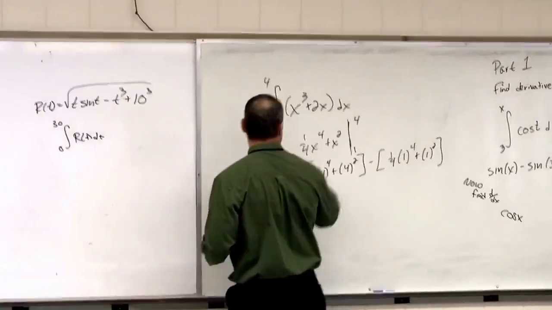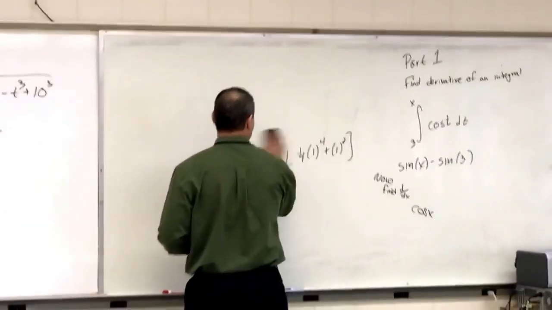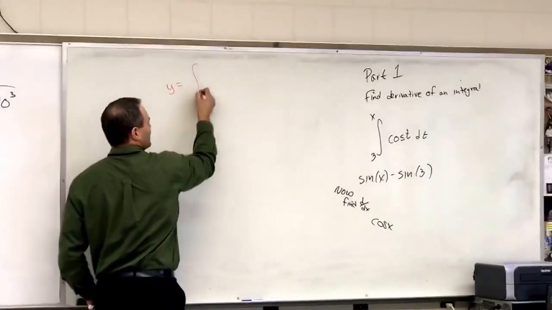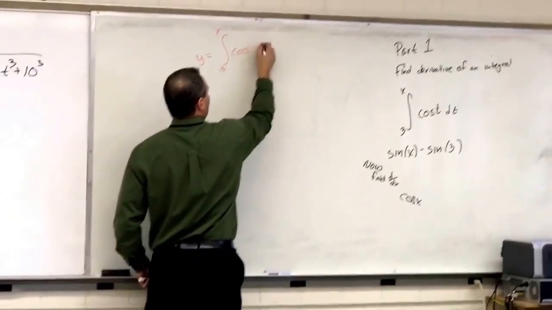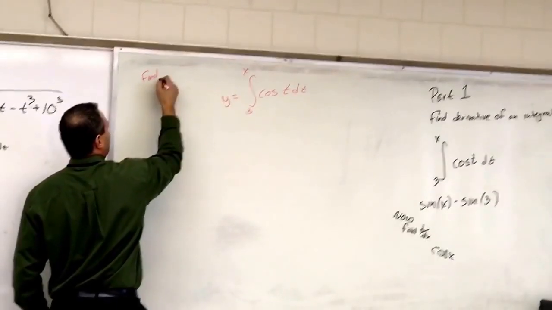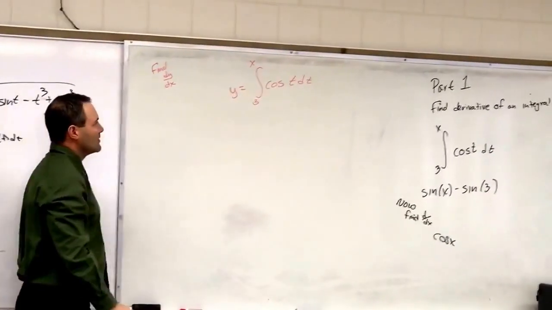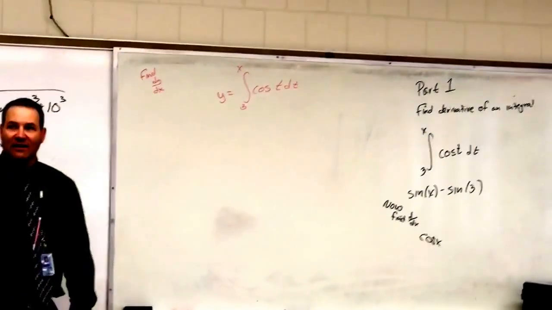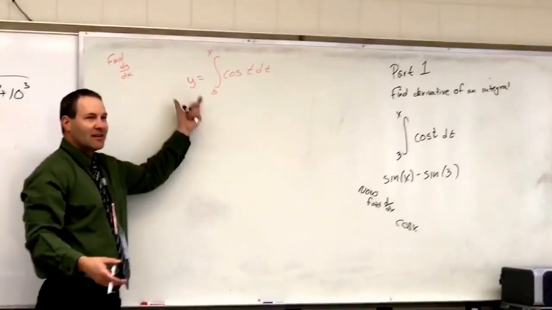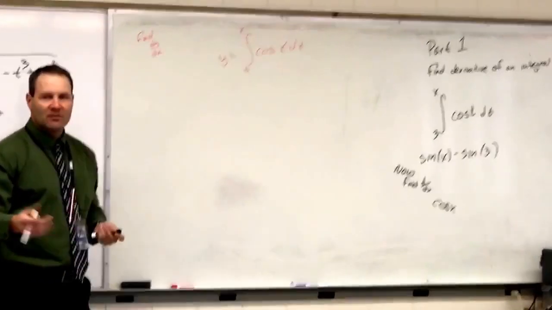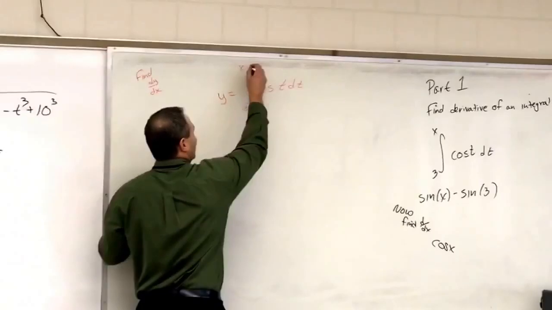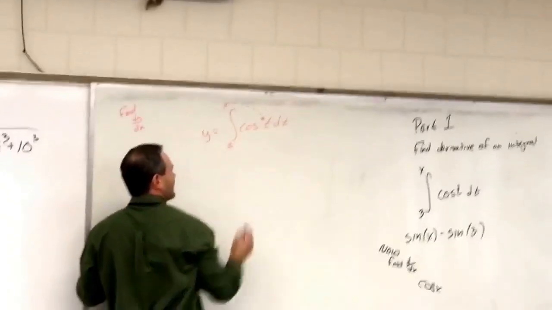On the test, or on the AP exam, or on a quiz, you will be asked to do this. Y equals the integral from 3 to x of cosine of t dt, and it'll say find dy/dx. So we're finding the derivative of an integral. You could integrate it and then differentiate, but integrals and derivatives are inverse operations. So you could just take that x and drop it in.